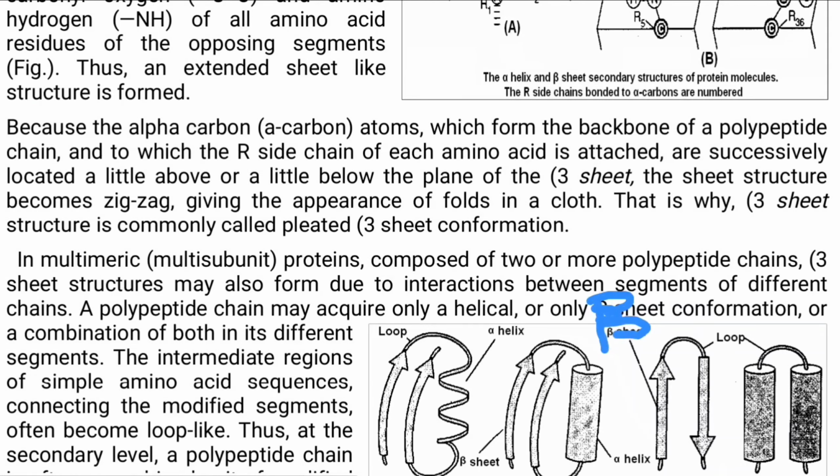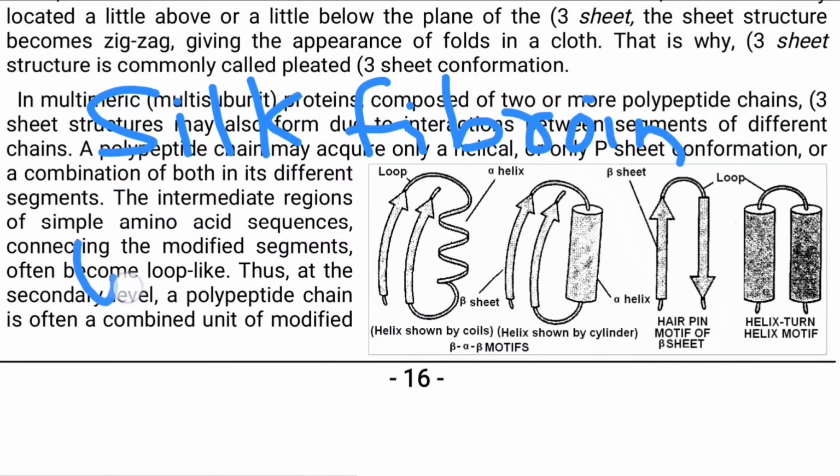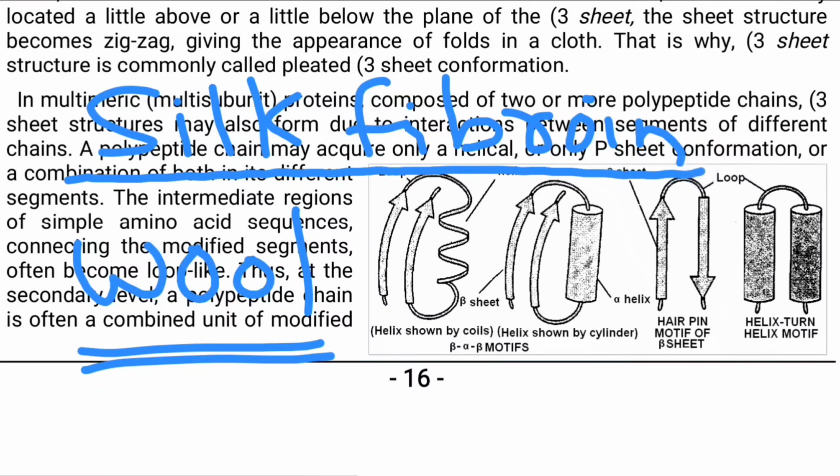You can observe here the structure of the alpha helix and the beta pleated sheets as well. This is none other than the alpha helix. The examples of the beta pleated sheets are one of the most important questions in competitive exams. The first example is silk fibroin, and the second example is wool, sheep wool. Do remember that the beta pleated structure of the protein is observed either in the silk or in the wool.